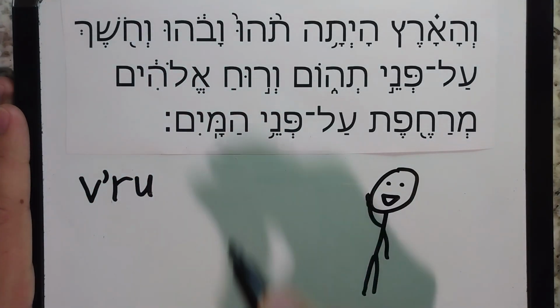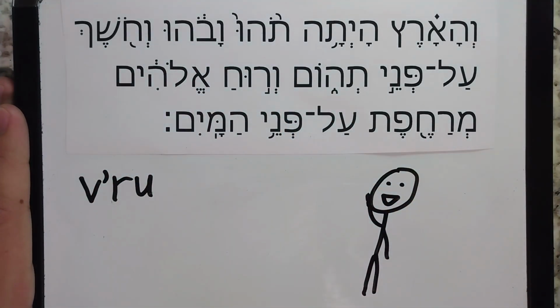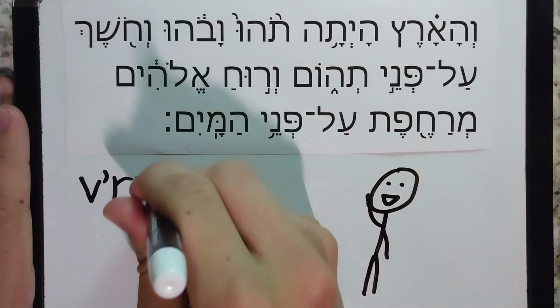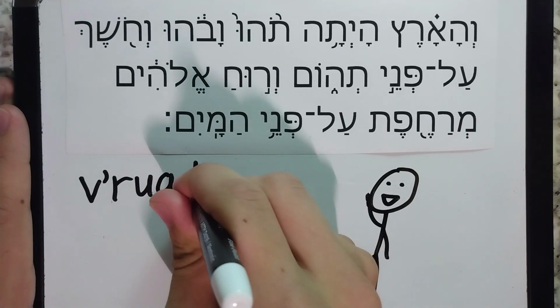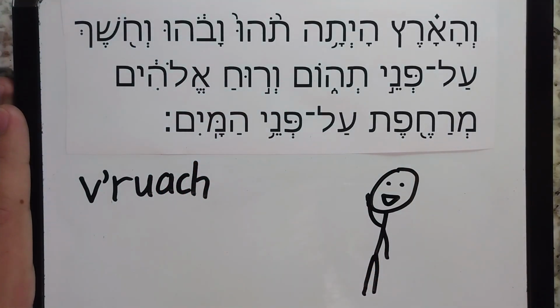And this word ends with a chet with a patak under it. When chet and patak are at the end of the word, that means that the patak's sound actually comes first. So first we have the ah from the patak, and then the guttural ch sound from the chet. So this word is veruach.